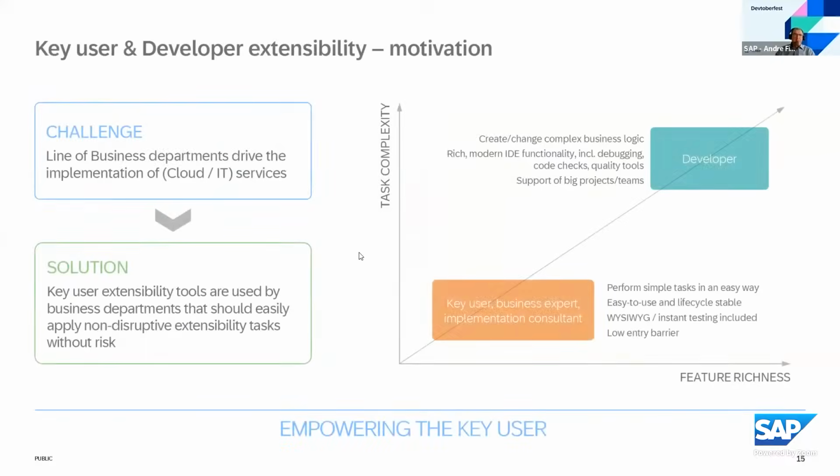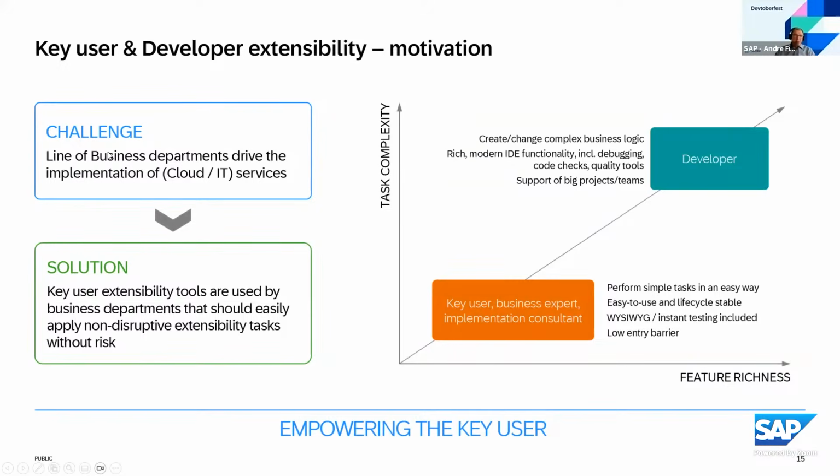So the challenge is usually that the business departments want to build something, right? And maybe they do not want to wait for a developer to show up. And there the key user tools can help them so they can build something on their own without the need to have a developer for that. If we look at what you can do with it, developer extensibility can do more. So that's on the right-hand side, this feature richness. But on the other hand, that comes with a price tag. The task that has to be fulfilled is more complex.